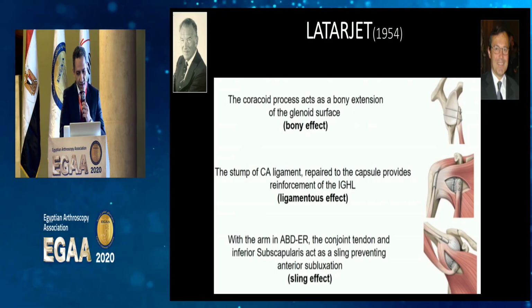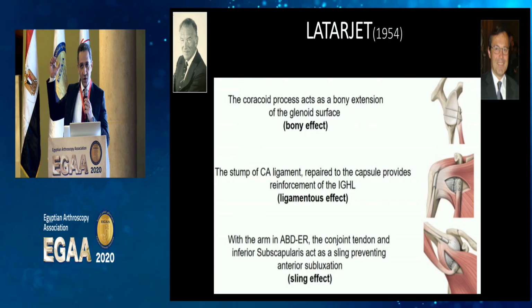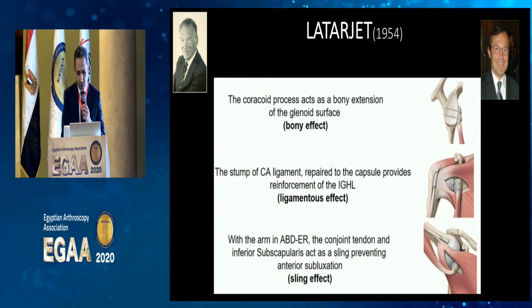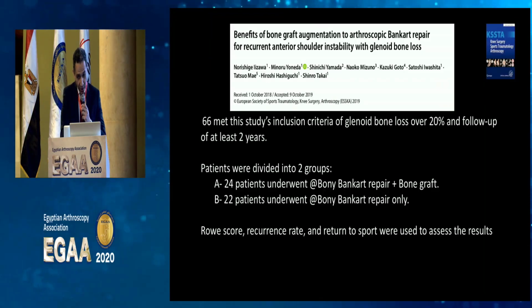Number two, the sling effect by lowering the inferior fibers of the subscapularis, acting as a check rein against anterior-inferior translation of the humeral head in abduction and external rotation. And lastly, a capsular effect by suturing the coracoacromial ligament, which we take with the coracoid process, to the anterior capsule, reinforcing it.